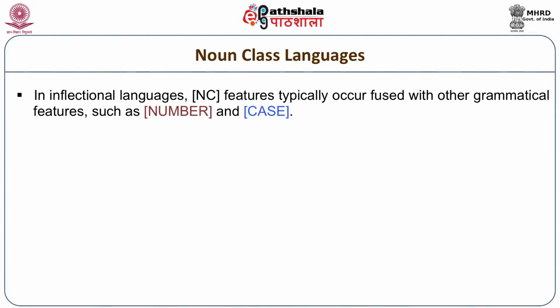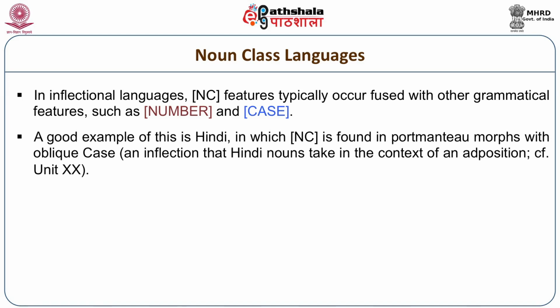Something which is biologically feminine is always assigned the feminine gender, and biologically masculine is assigned the masculine gender. In all languages that have noun class, these features typically occur fused with other grammatical features, such as number and case. A good example of this is Hindi, in which noun class is found with portmanteau morphs with oblique case in the context of an adposition.